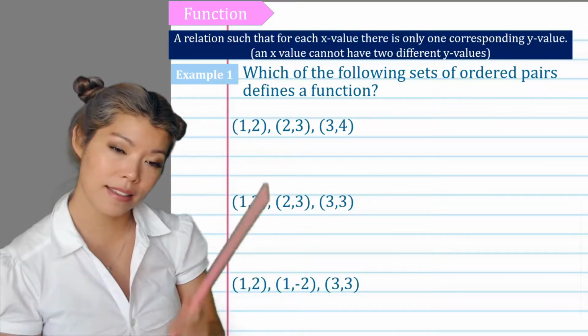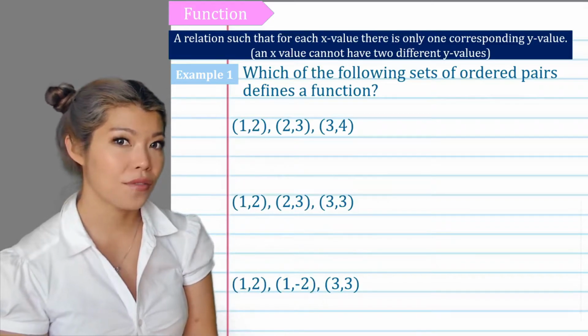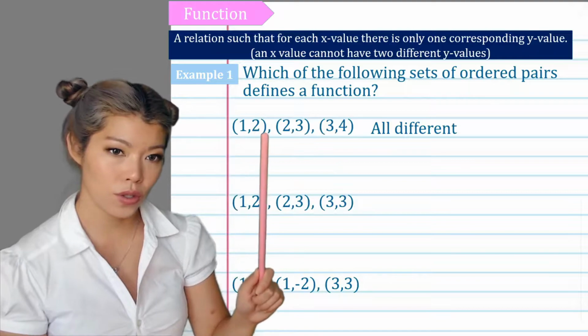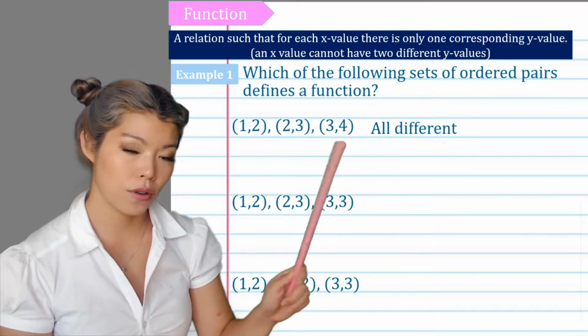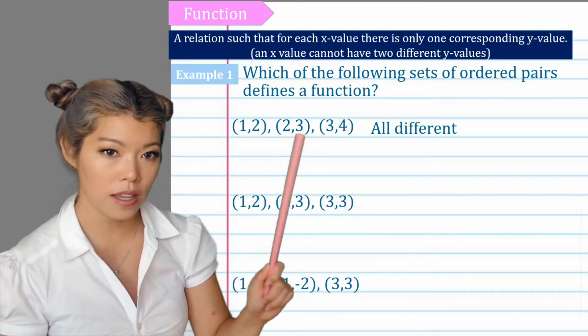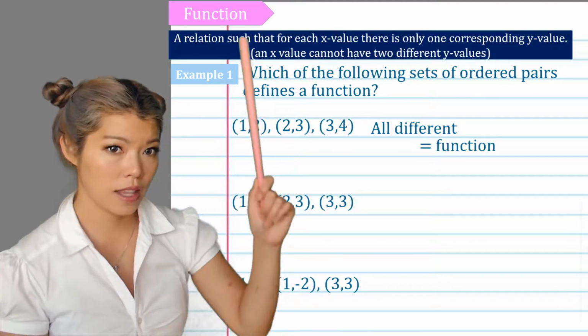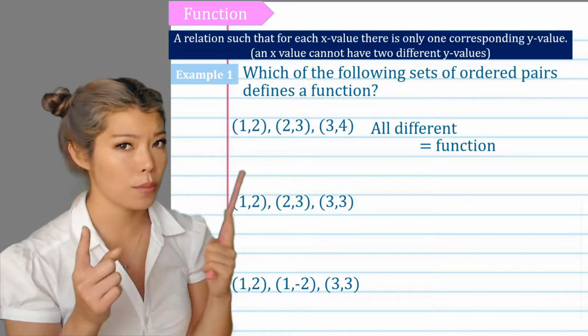Here we have three sets. Which of these is a function? So here we have all different numbers. So 1 to 2, 2 to 3, 3 to 4. My x is 1, 2, and 3, and for each of these x, they have different y's. This is definitely a function. That rule of 1x to 1y has not been broken.